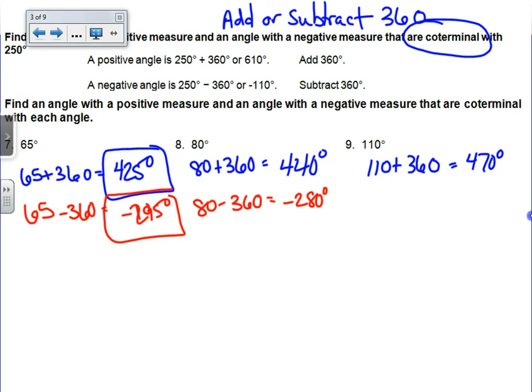470. And then how about a -1? Thank you. I heard negative 250. Is that what I heard? Okay.